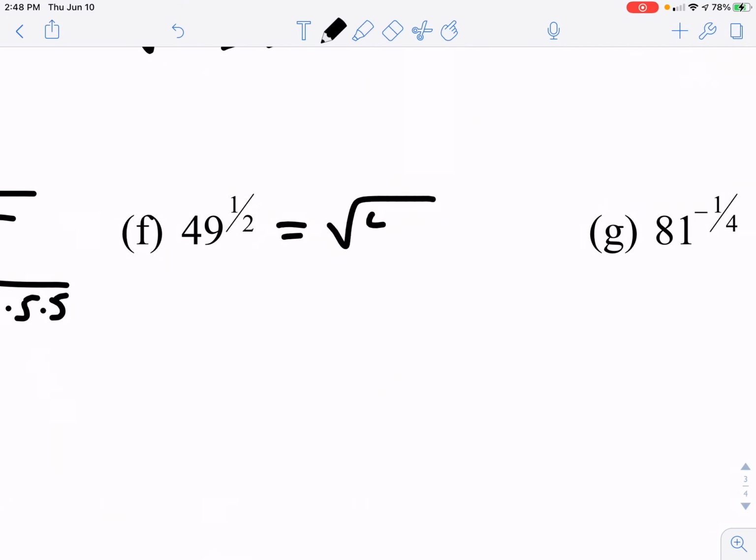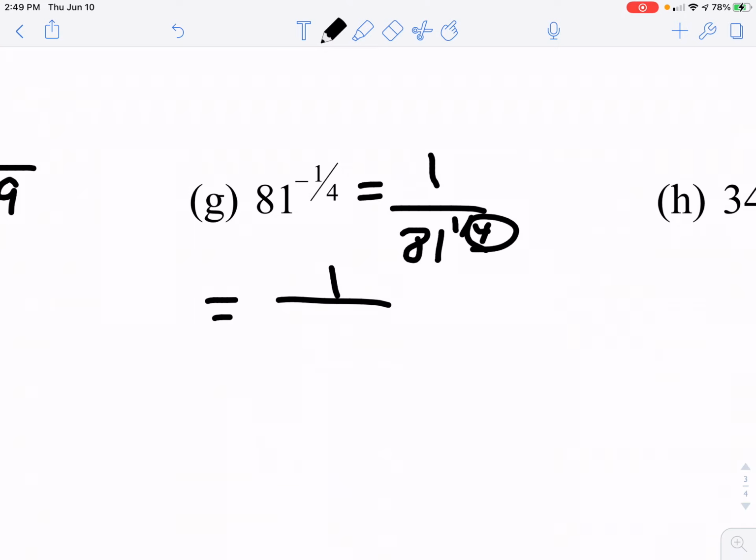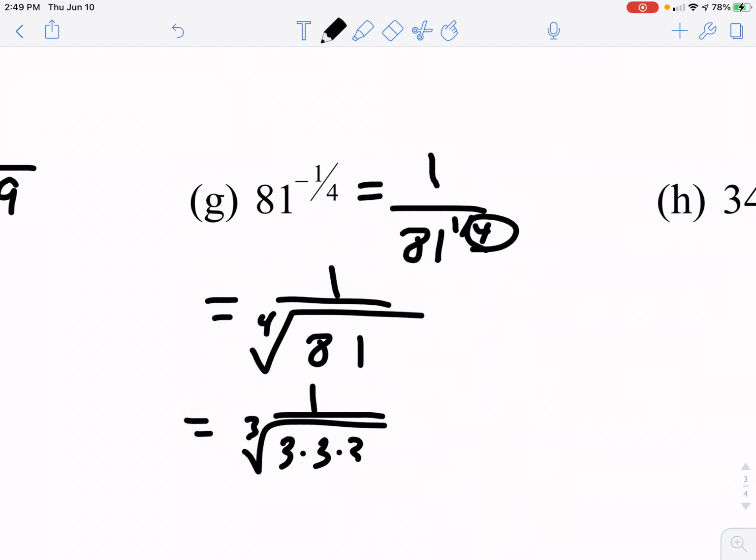To the 1/2 power is the square root of 49, which is 7. To the negative 1/4 power should be written as a positive exponent first. So 1 over 81 to the positive 1/4 power is how we begin to rewrite it. Then we should see that this is the 4th root of 81. So I'm looking to break up 81 4 times. What number times itself 4 times gives you 81? Well, that'd be 3 times 3 times 3 times 3. Therefore, the 4th root of 81, I don't know why I wrote cube root there, the 4th root of 3 times 3 times 3 times 3 would be, of course, 3. So 1 over 3 is our result.